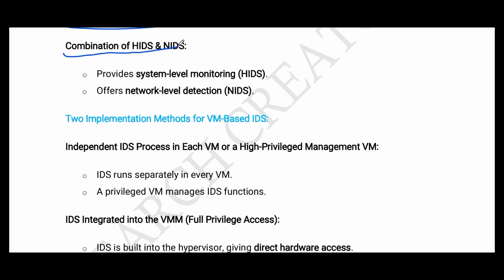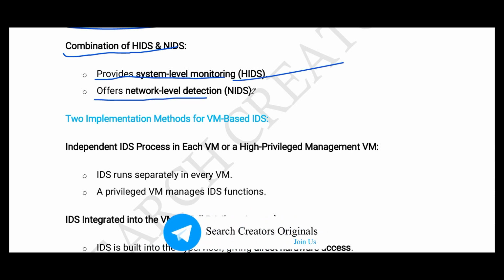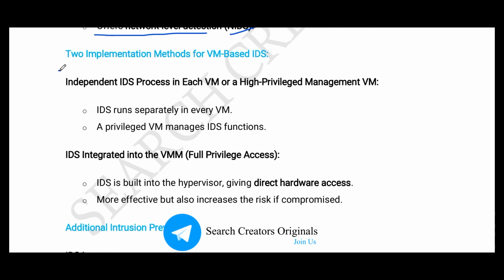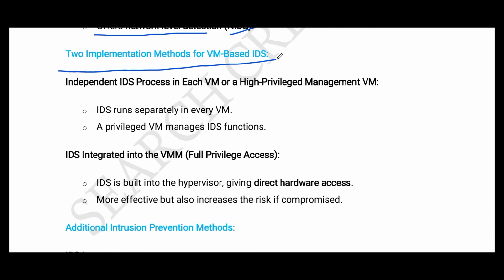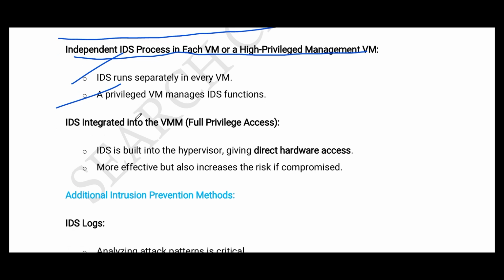The combination of HIDS and NIDS provides system-level monitoring, which is HIDS, and network-level detection, which is NIDS. Two implementation methods for VM-based IDS are an independent IDS process in each VM, or a highly privileged management VM. In this, IDS runs separately in every virtual machine, or a privileged virtual machine manages the IDS function.